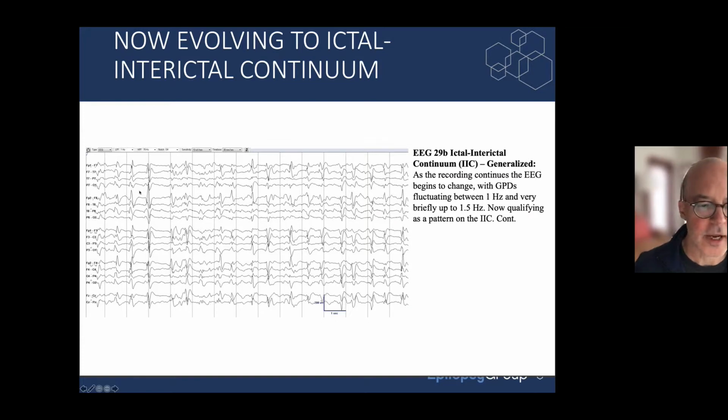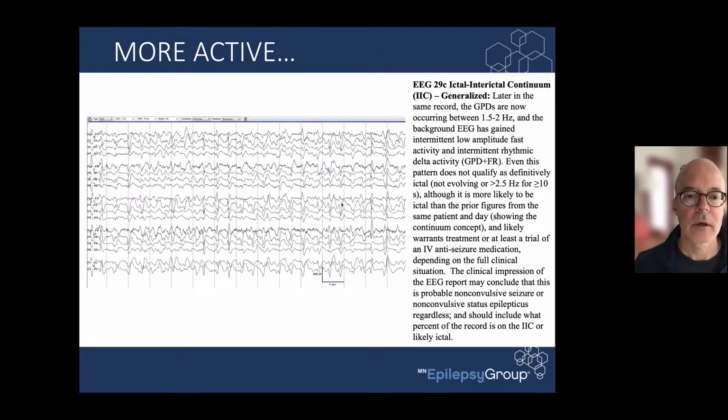So literally, you're just counting how many of these sharp waves there are. From here to here is 1 second. It looks like 1 there. Now there's 2 here. So it's averaging out to between 1 and 1.5. Again, not getting to that 2.5 threshold for the electrographic seizure, but certainly a concerning record.